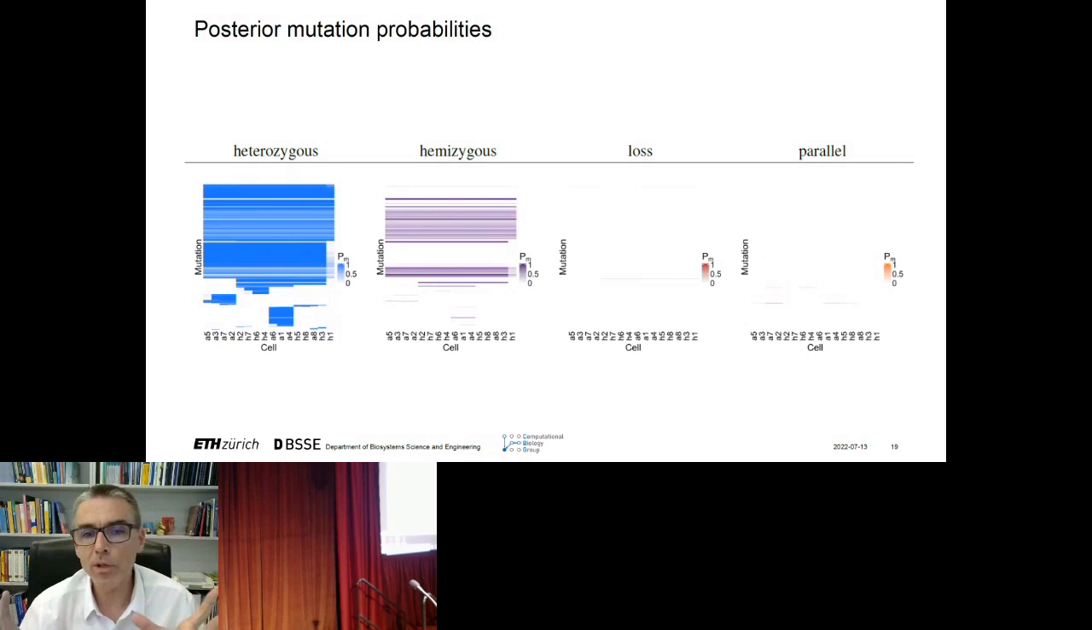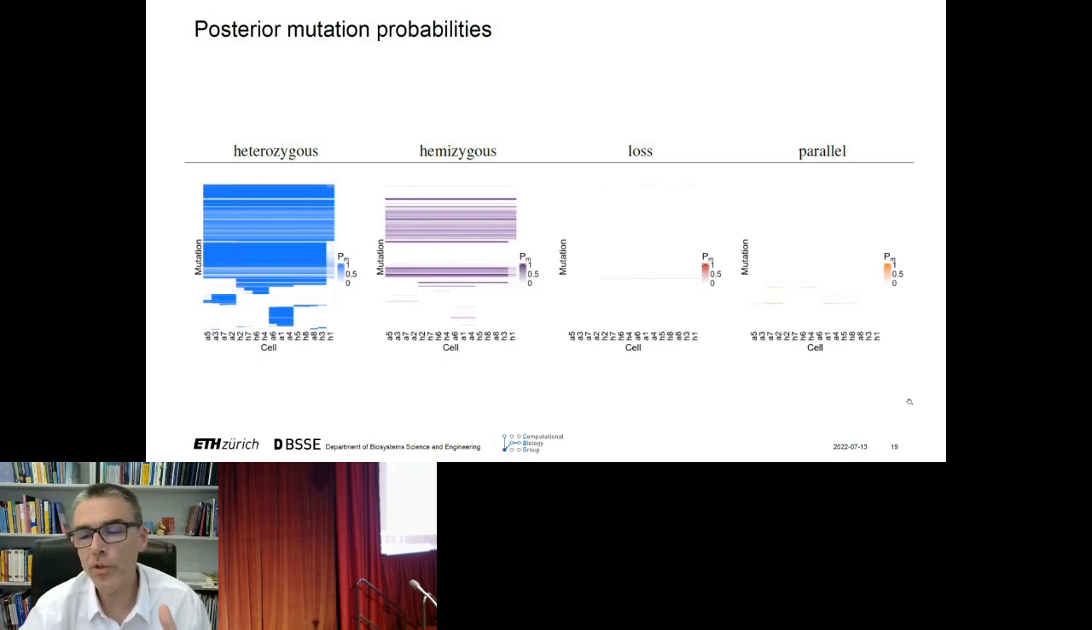And since we're modeling now different types of mutations, we can actually obtain the posterior distribution over these different types of mutations. So this is the posterior for a particular data set over a range of cells and mutations of a heterozygous mutation, then of a hemizygous, then of loss and parallel mutation.